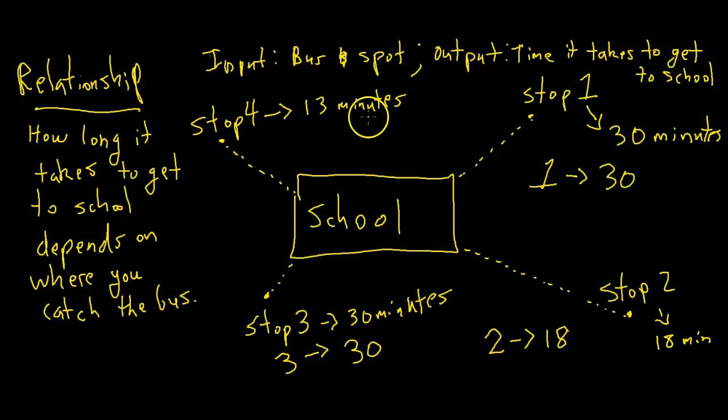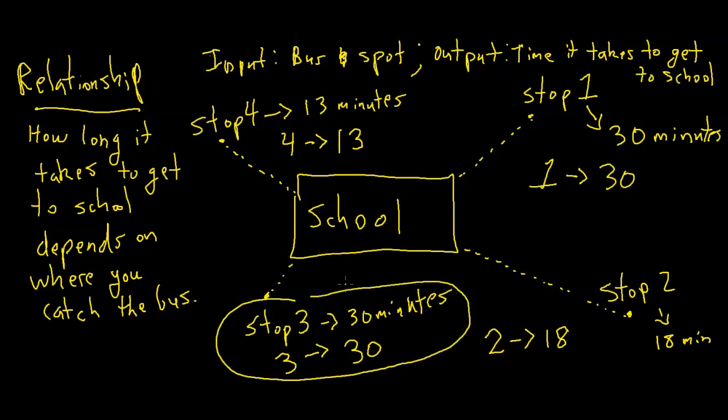And let's say stop 4 took 13 minutes to get to school. So in this function, an input of 4 to represent stop 4 would produce an output of 13 to represent 13 minutes, okay? And let's take a look at stop 3 and stop 1 for a minute.